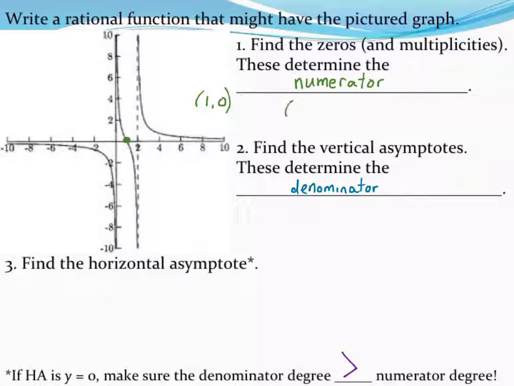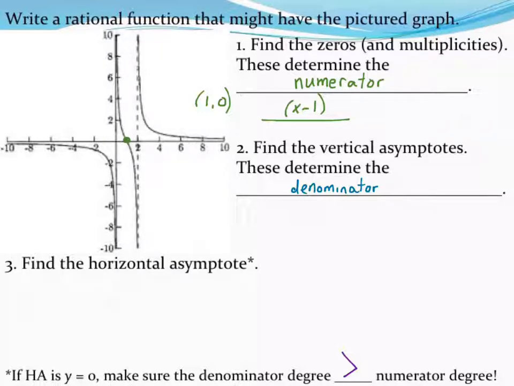Anything that makes the top of the fraction 0 is going to be my numerator. So I know that my numerator must be x minus 1 because the solution to that would mean x is 1. That would make the top of my fraction 0. So that is the one and only factor that's going to go in the numerator.